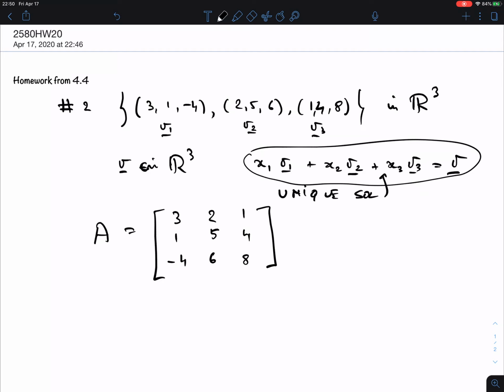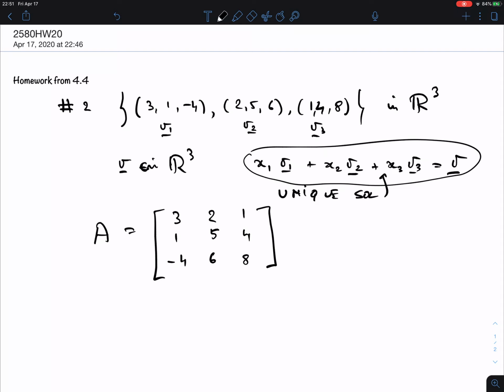Now, what does it mean for a system of equations to have a unique solution? It means that if you row reduce this matrix, you have no free variables, because free variables would give more solutions. So there can be only pivot variables. A reduced echelon form of a 3 by 3 matrix with only pivots has to be the identity matrix. That means A is invertible, which means the determinant of A is non-zero.